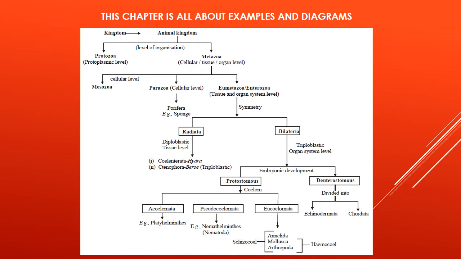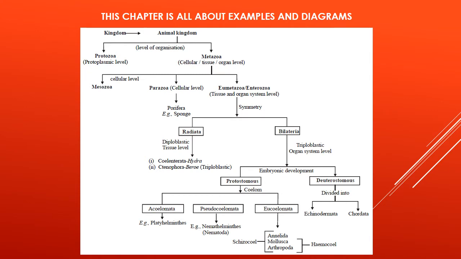Metazoa is a bit upgraded form of the organism, with cellular level, like in Porifera, or tissue level, like in Coelenterata, or organ level, like in Arthropoda or even humans. Metazoa, we are all metazoans. Again, Metazoa can be classified into three types. One is Mesozoa, that is basic cellular level.